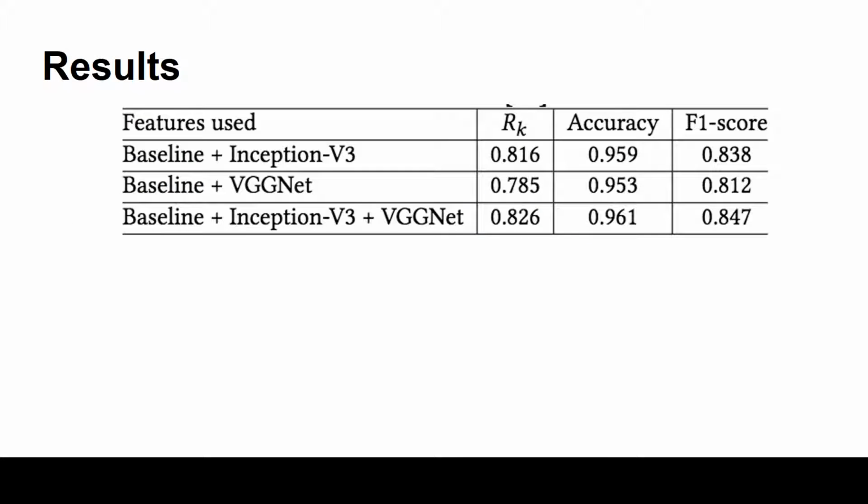And talking about what exact combinations of features we use, they are mentioned in this table over here. We try three different combinations of baseline plus Inception V3, baseline plus VGGNet, and all the features combined. And as we can see from the results, the best value is obtained by the combination of three features. We obtain an F1 score of about 85%.